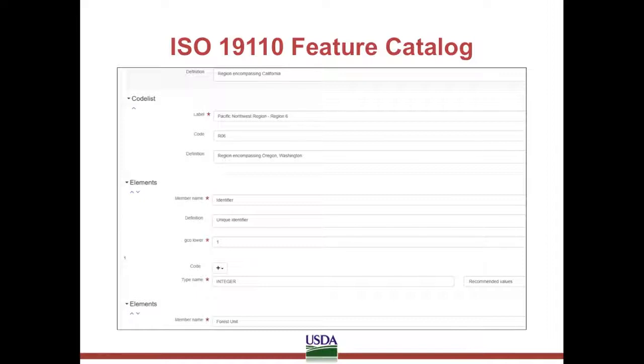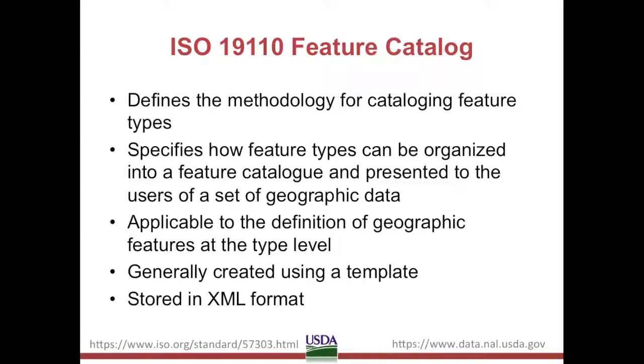ISO 19110 on NAL's GeoData platform is an example of this form-based data dictionary, or feature catalog as it's called in that standard. This data dictionary standard is used to define metadata in ISO 19115, which is specific to geospatial data. Here's a little background on this particular standard as defined by the ISO 19115 and ISO 19110 standards themselves.